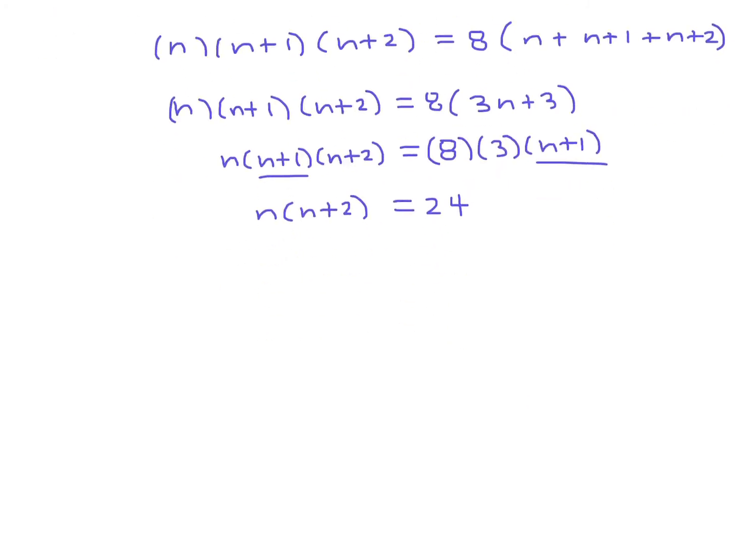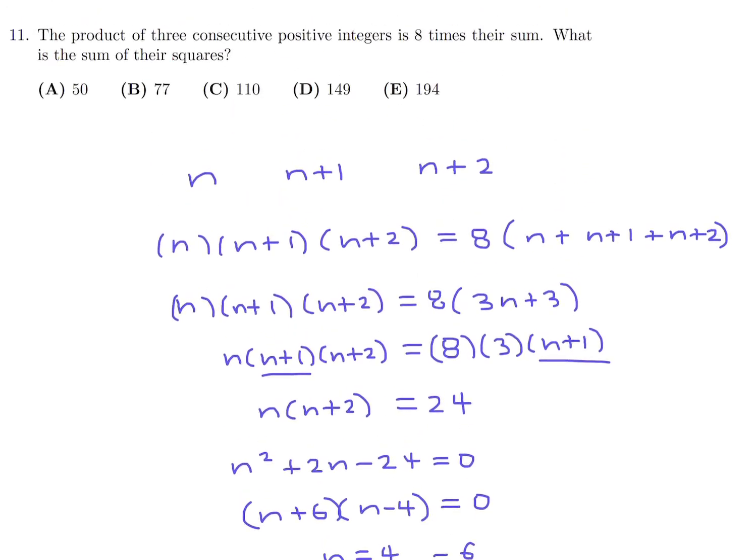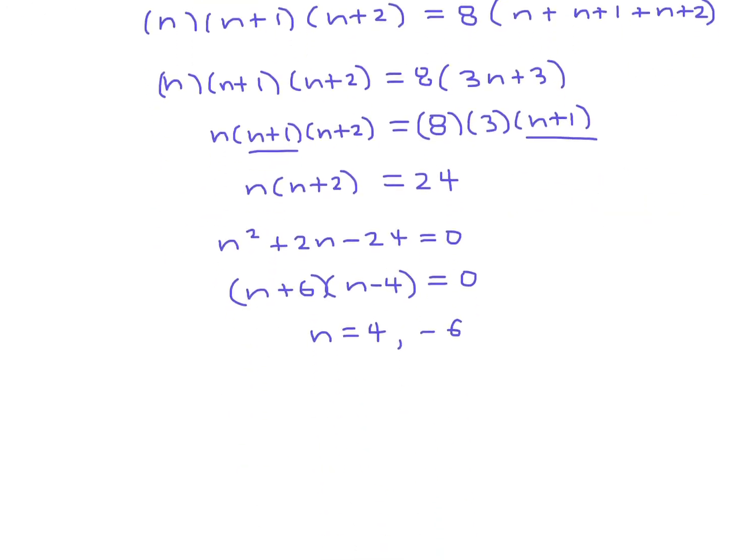At this point, you can probably do this by inspection. But if you can't, no problem. We'll just multiply it out, put it all on one side and factor this. So let's see, n, 6, and 4. And then positive, negative, I think, yeah. So that means n is 4 or n is negative 6. But the question tells you that they're positive. So therefore, we only choose n equals 4.